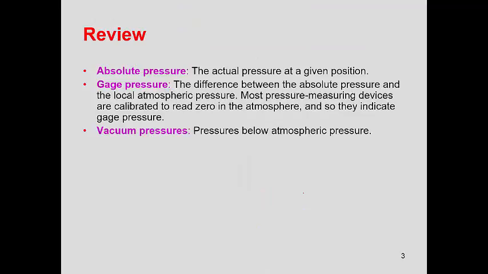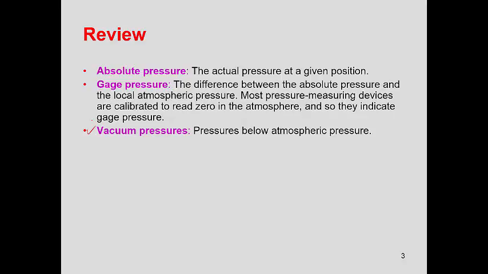Now, there's two things that are really important, and it's to understand the definition between absolute pressure and gauge pressure. And of course, the gauge pressure could also be a vacuum pressure. So the absolute pressure is the actual pressure at a given position, whereas the gauge pressure is the difference between the absolute and the local atmospheric pressure.